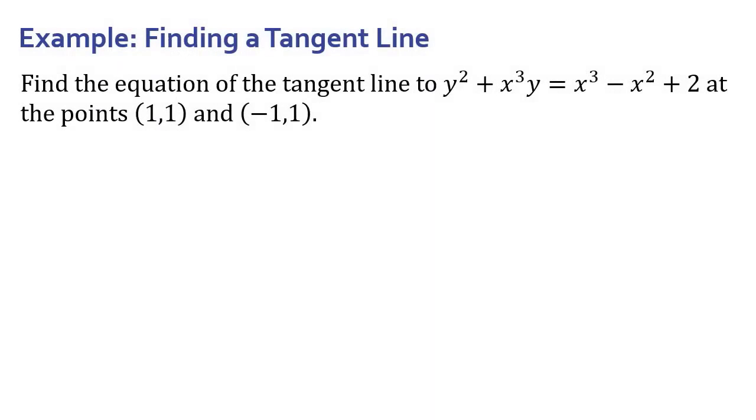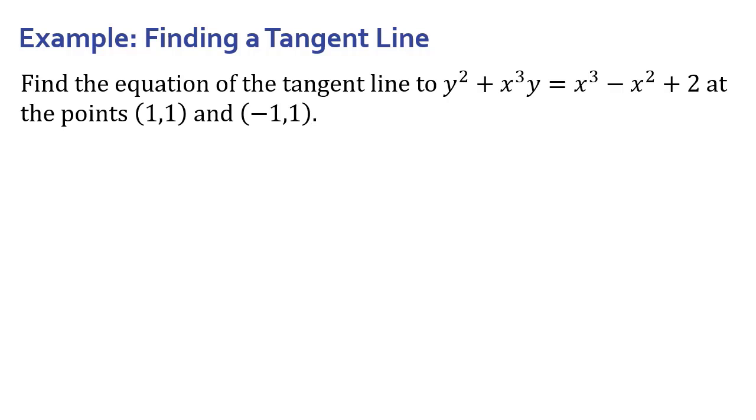Find the equation of the tangent line to y squared plus x cubed y equals x cubed minus x squared plus 2 at the points (1, 1) and (-1, 1). Okay, so for finding the equation of the tangent line, the first thing that we need to know is the slope of the tangent line. And how do we find that?